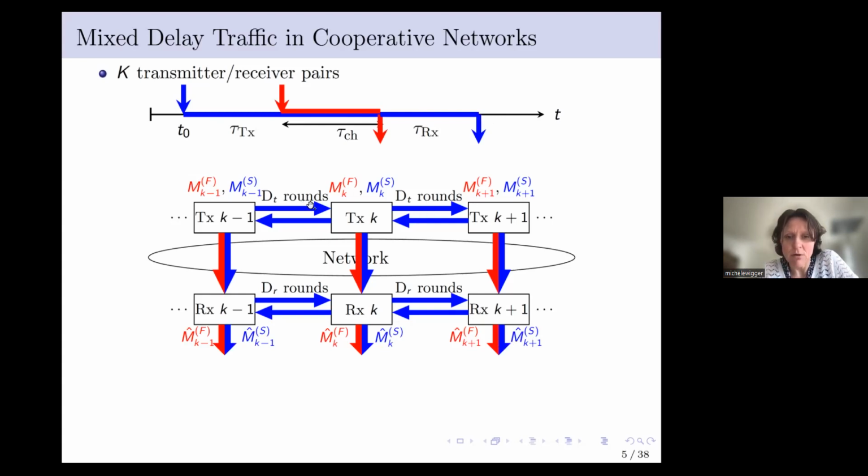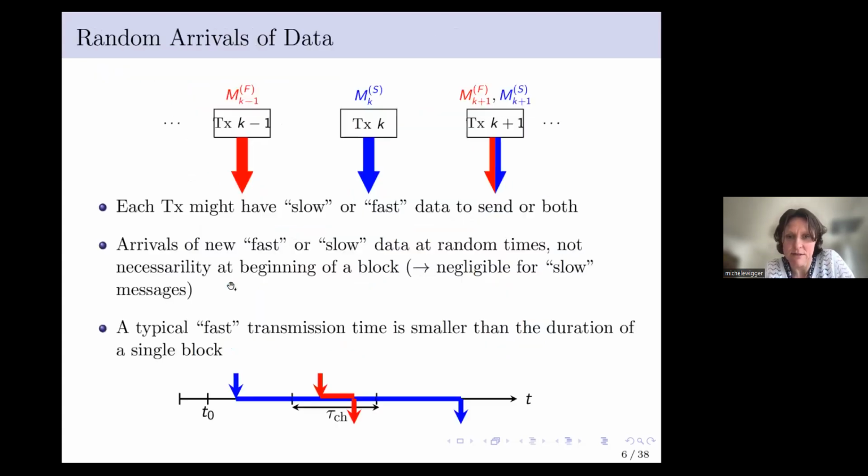So I put everything in blue. Here, in fact, this blue transmitter cooperation can only depend on the slow messages, but here, of course, this can depend on the entire signal that the receivers received.